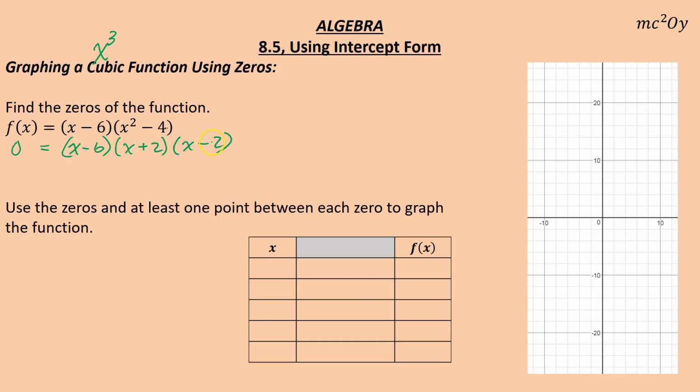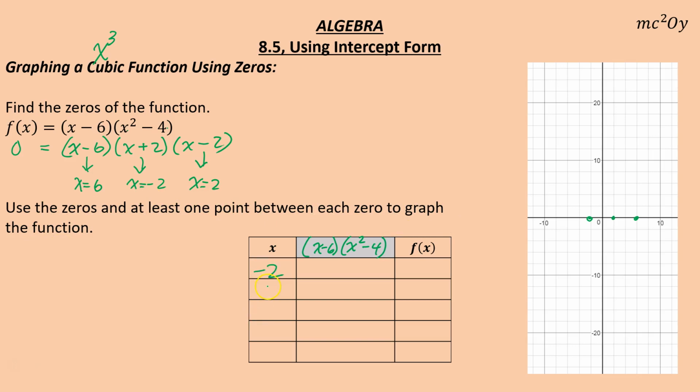And notice I now have 3 sets, which gives me 3 x-intercepts: 6, negative 2, and 2. So I'm at 6, and I'm going up by 2s here. It looks like 2, 4, 6, then 2, and my negative 2. Now I'll put my function in this table down here. I'm going to use the zeros and at least one point between each zero to graph the function, in numerical order.